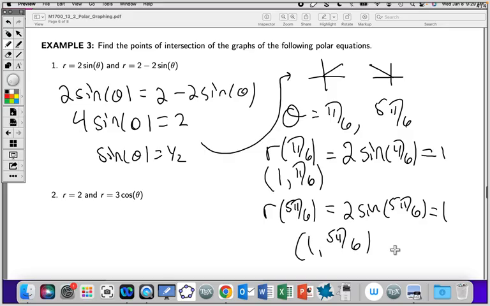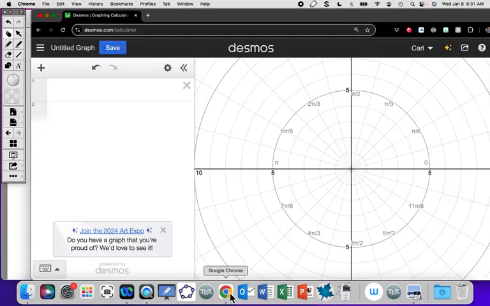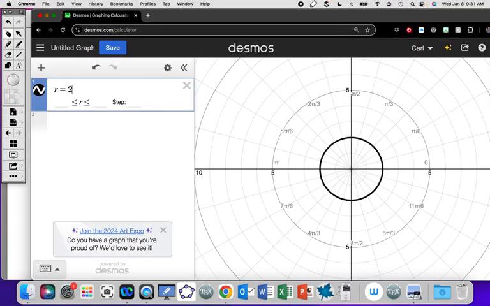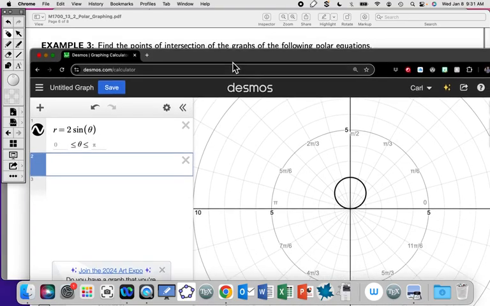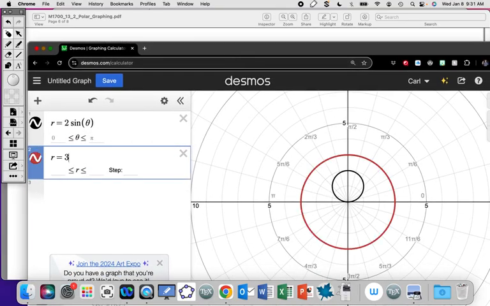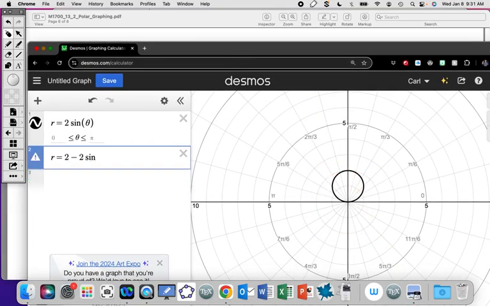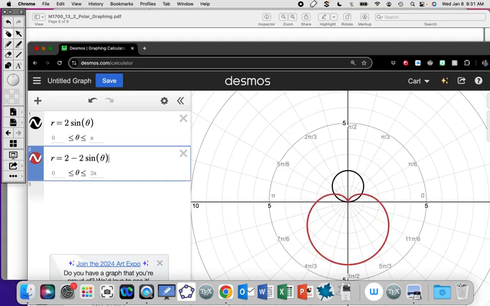So now let's go ahead and do a quick check on Desmos. Now with practice, you'll be able to sketch these pretty quickly. You'll be able to recognize what these things are. But for this example, we'll just put a quick sketch up on Desmos and see if we get the correct number of points. So we'll do r equals 2 sine of theta. Nice little circle there. And then r equals 2 minus 2 sine of theta. There it is. And we can check points here.